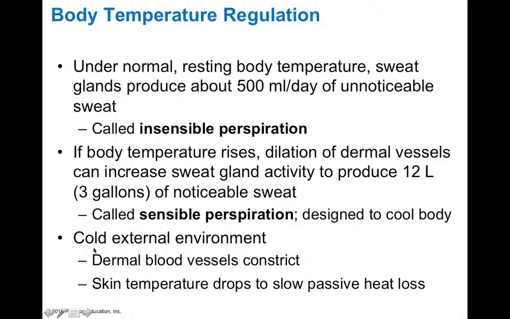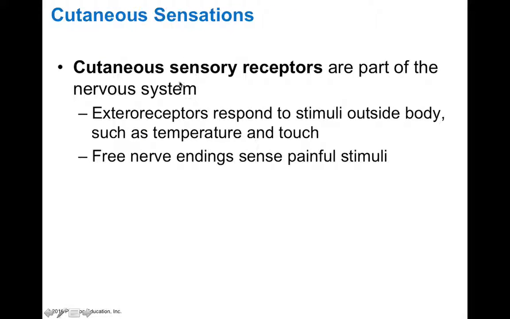Now, if the external environment's colder, we find that your dermal blood vessels can constrict, reduce blood flow to skin to prevent heat loss, and skin temperature drops to slow the passive heat loss by diversion of blood flow away from skin. Skin also has cutaneous sensory receptors that are part of the nervous system. We have exteroreceptors that respond to stimuli outside the body, like temperature and touch, as well as free nerve endings that can actually sense painful stimuli, typically due to tissue injury within skin itself.